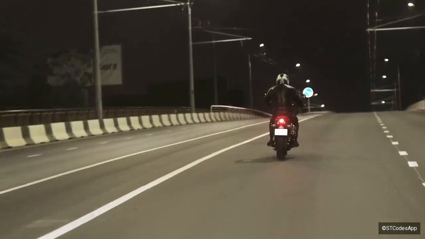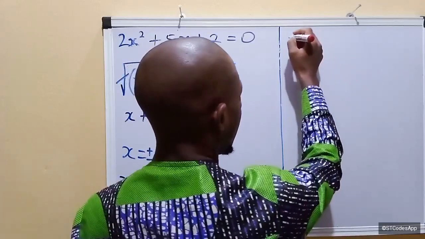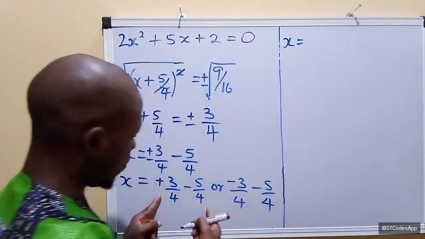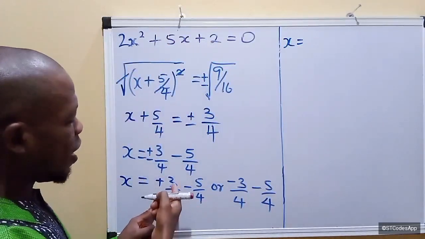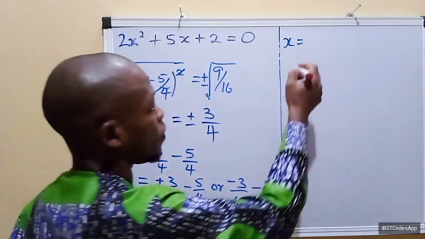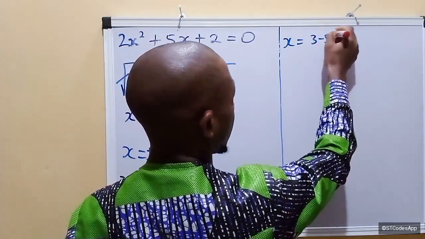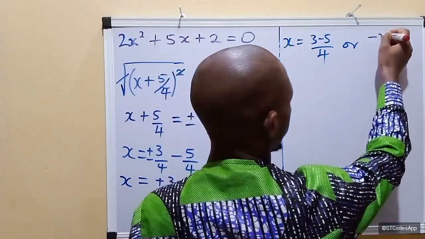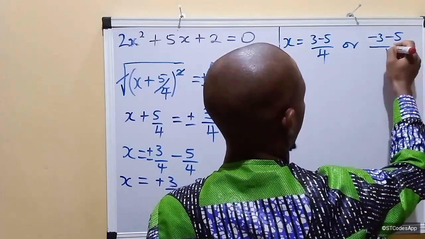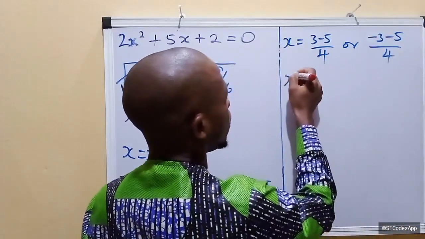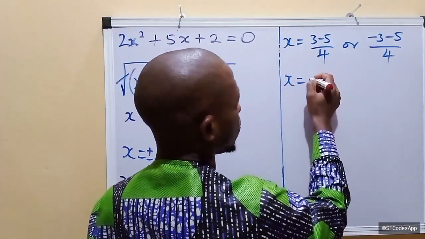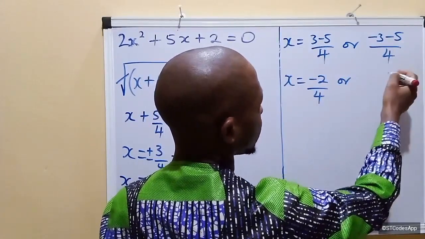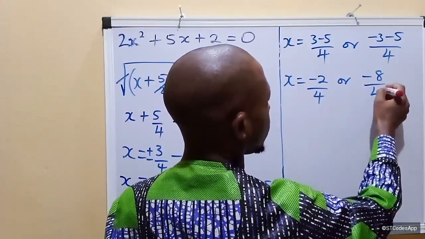Let's proceed to the next step. Now x is going to be equal to, solving this problem here, we're simply going to have 3 minus 5 all over 4. In this case, we are going to have minus 3 minus 5 all over 4. Now 3 minus 5 is minus 2 all over 4. Here, minus 3 minus 5 is going to be minus 8 all over 4.